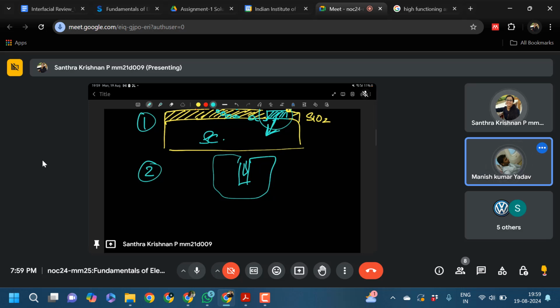Can you say the spelling? S-A-W-I-N-G. Sawing. Yes. Sir told that these both are the diamond saw or the scribe. I'm not understanding.